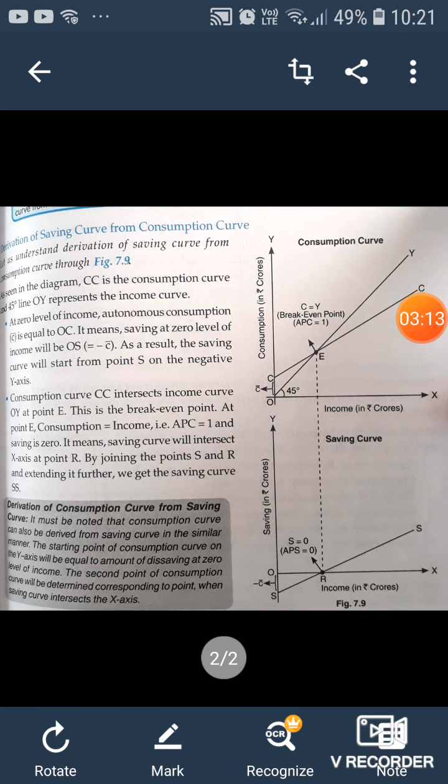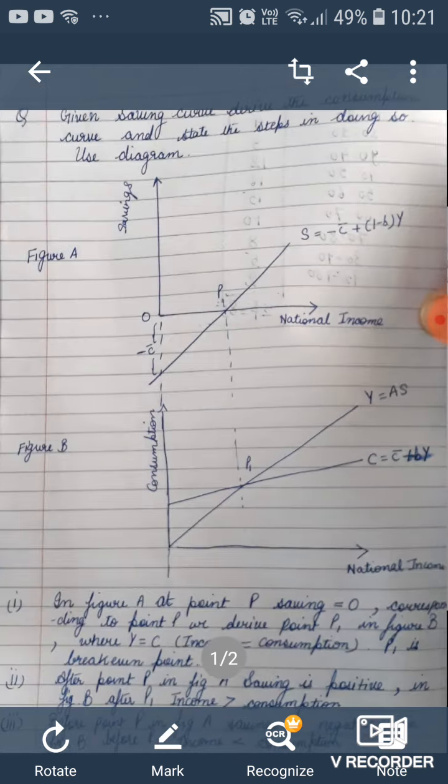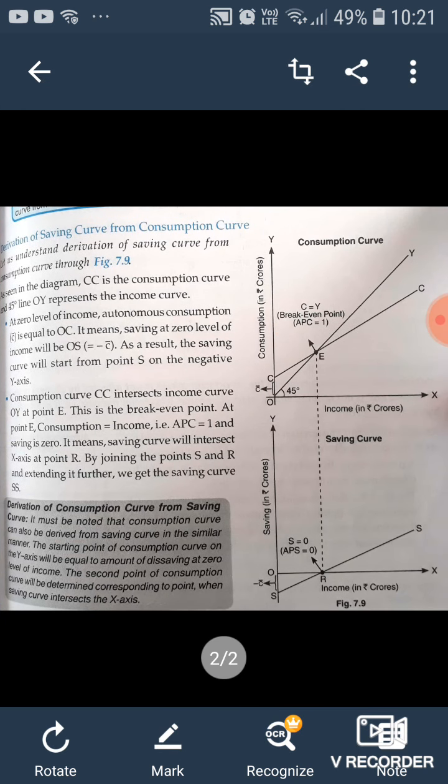Let's see derivation of saving curve from the consumption curve. So here what are the steps that we will write? First we will draw the graph like this. Here we will draw the graph that is given. Then we will write the steps. Figure A, figure B we will take.